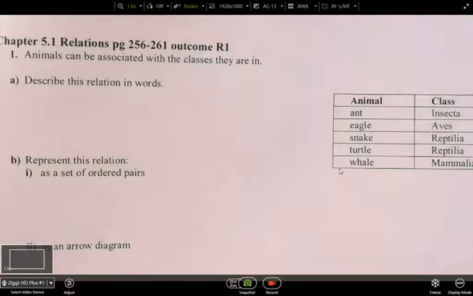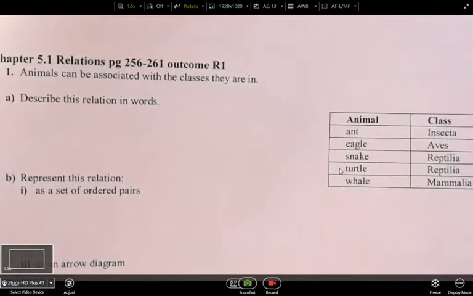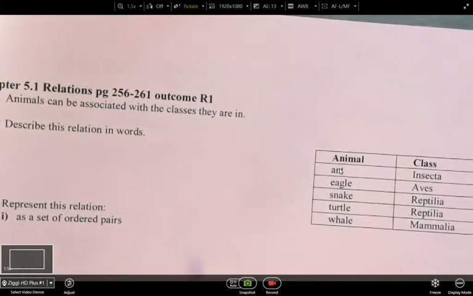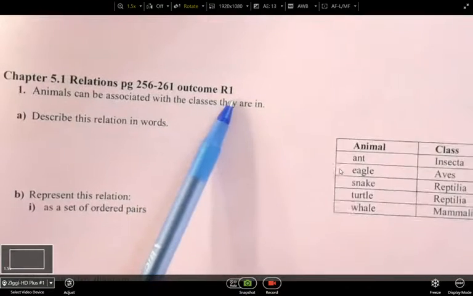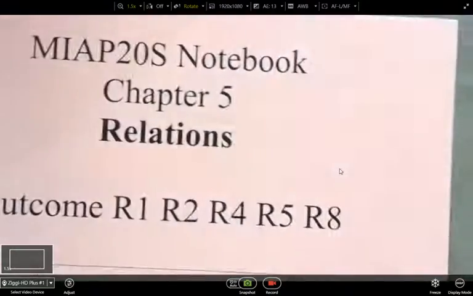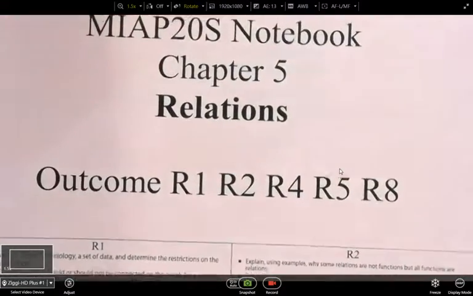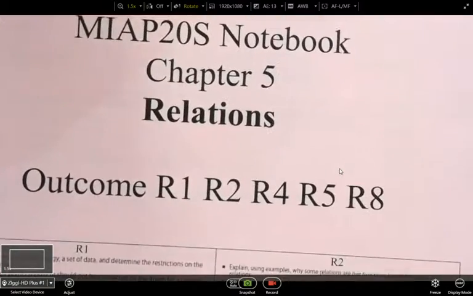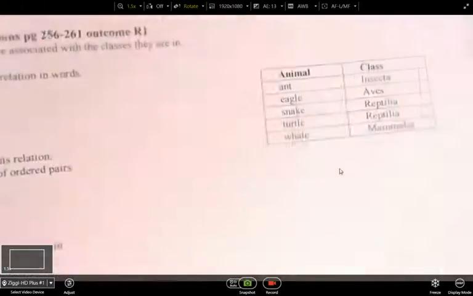Okay, so today we're going to be looking at chapter 5.1, and we're going to be looking at relations on pages 256 to 261 in your textbook, and this is outcome R1, okay? So in chapter 5, if you look at the title page, there are a bunch of different outcomes that we're going to be looking at, and they're all related to relations, which sounds kind of funny.